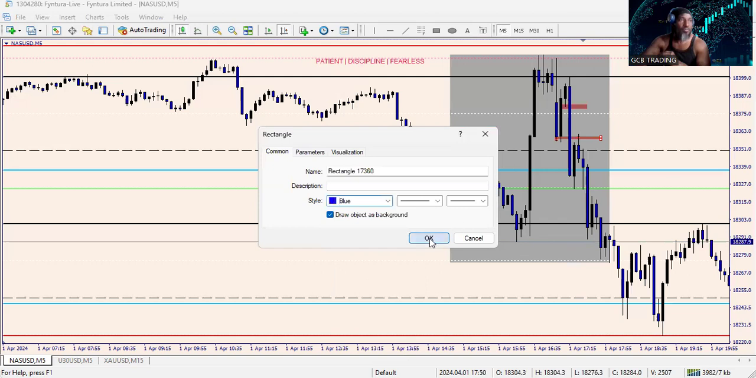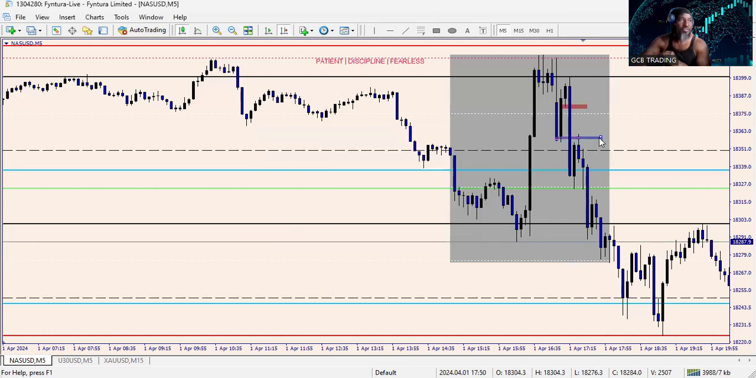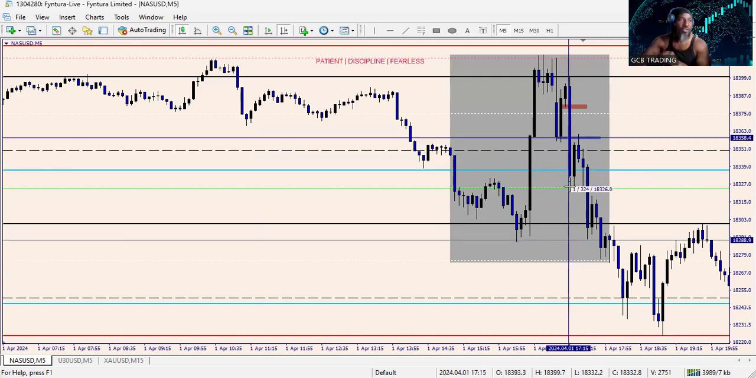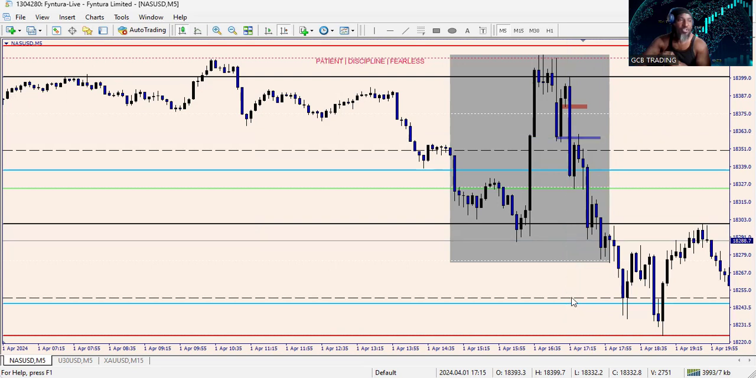Just make that blue. So that was my entry. Okay. And the 100 points, what I targeted was this low down here. I targeted the low. So we got over 100 points. So to take profit was here. I was targeting the low.